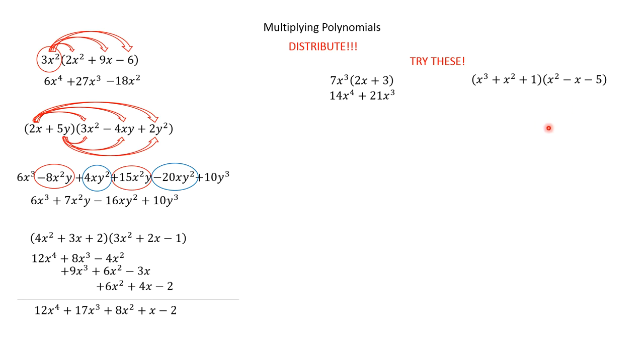This one's a little bit trickier because we have to distribute the x cubed to get x to the fifth minus x to the fourth minus 5x cubed. Distribute the x squared to get x to the fourth minus x cubed minus 5x squared. And distribute the 1 to get x squared minus x minus 5.